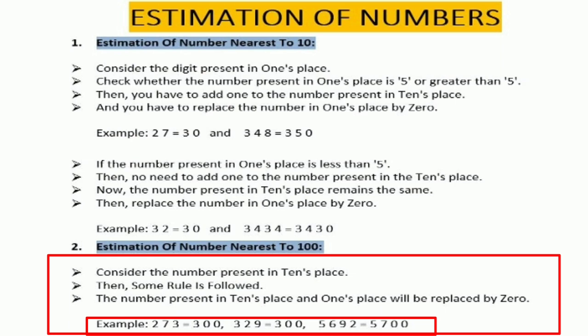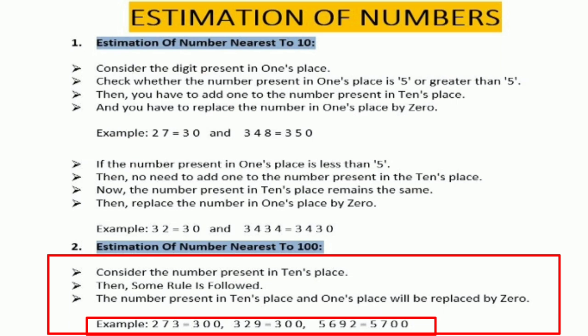Let us take another example to understand clearly. 329 is a number in which 2 is present in the tens place, which is less than 5. So no need to add 1 to the digit present in the hundreds place, that is 3. So 329 is estimated as 300.